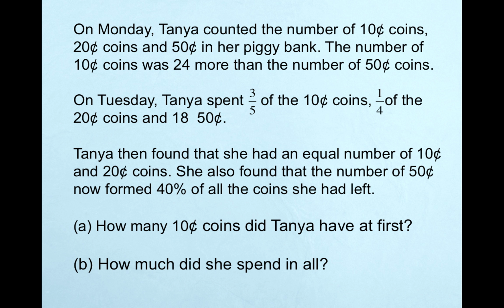In this question, I'm going to show you how important it is to identify the relationship between the subjects. In this case, the three subjects are the 10 cent coins, 20 cent coins, and 50 cent coins. And by identifying the relationship, we can express everything in terms of units. And working with units, we can proceed to solve it easily.